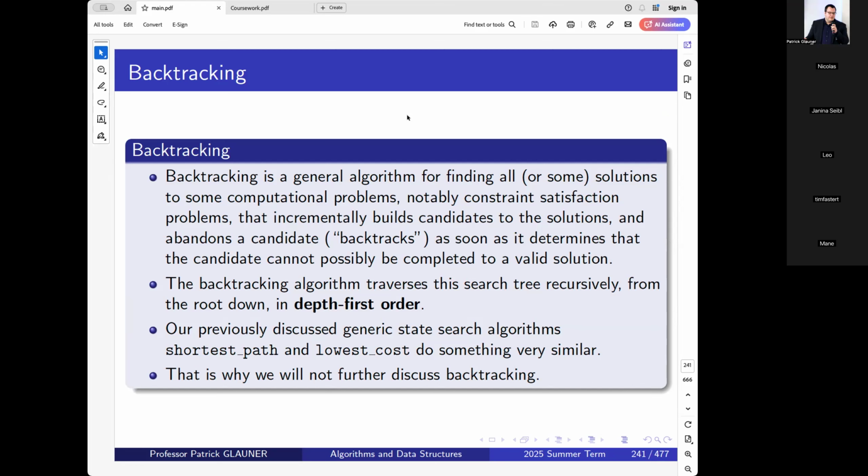It turns out we have studied that already at the very beginning of the course when we looked into graphs. But there, we did not call it backtracking, but we talked about shortest path and lowest cost.